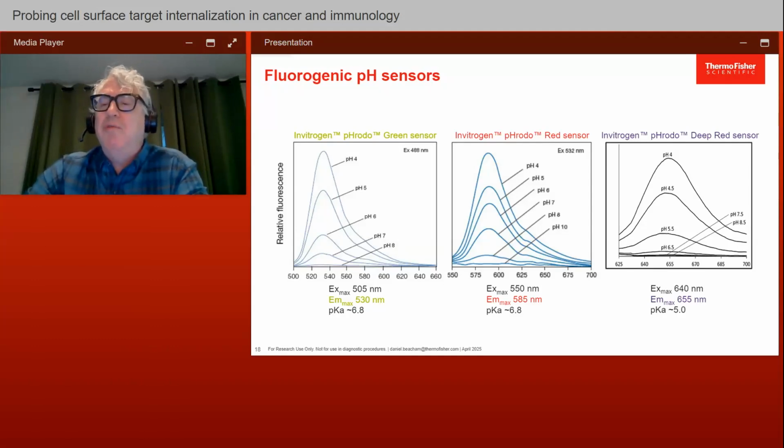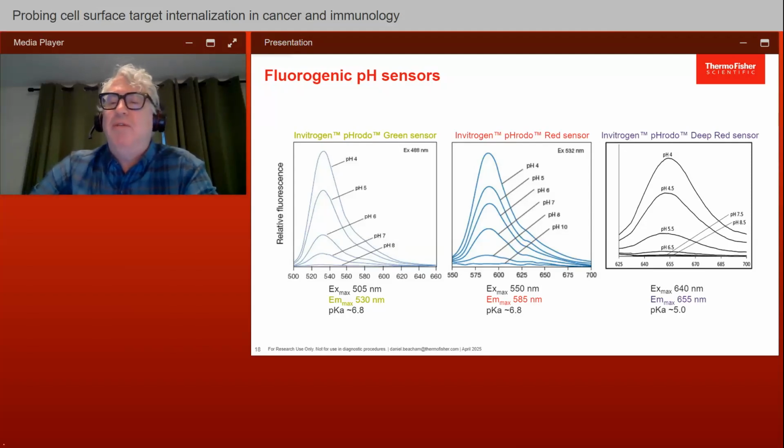Here on the right is a new form of the dye, and this one we tuned out into the Cy5 channel to make it spectrally distinct from the others, but it also has a functional distinction, and that is its pKa. So if you look across the bottom here, these red and green sensors have a pKa right at neutral. We tuned the deep red sensor down to 5 so that we would selectively visualize those cargoes only in the late endosomes and lysosomes. And we'll see why that's important a bit later.